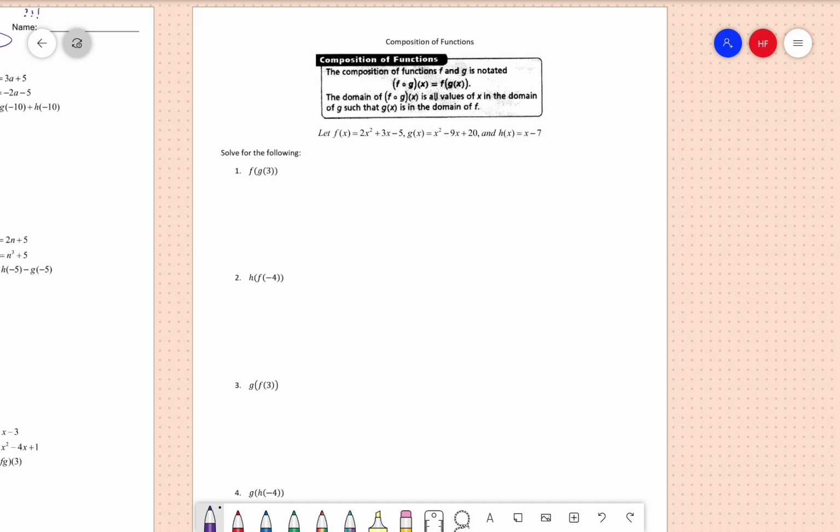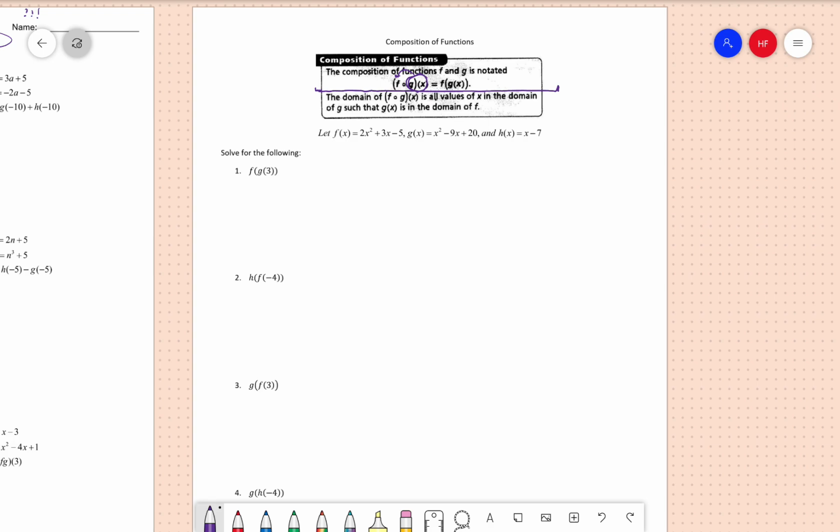So since g is on the inside, we go this way first, then to f. The domain of f of g of x is all values of x in the domain of g, such that g of x is in the domain of f. I know that does not make any sense, but the main thing we focus on is this top part. So composition and how we notate it.